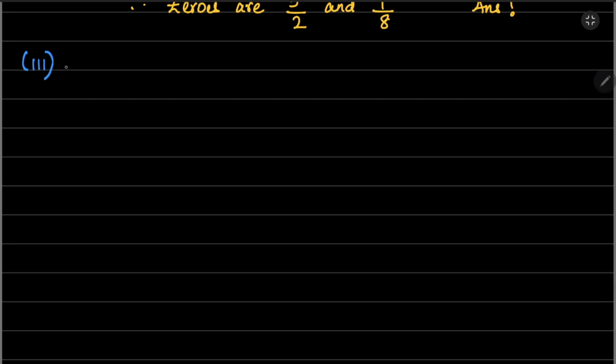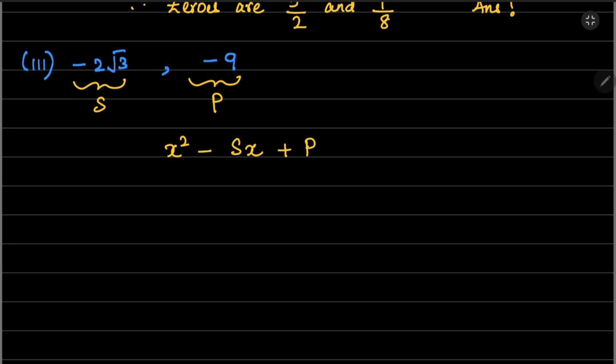The question is minus 2 root 3 is the sum and product is minus 9. So let's do it. So this is your sum of the zeros and this is the product of the zeros. So what is the formula? x square minus Sx plus p. So this is the formula.